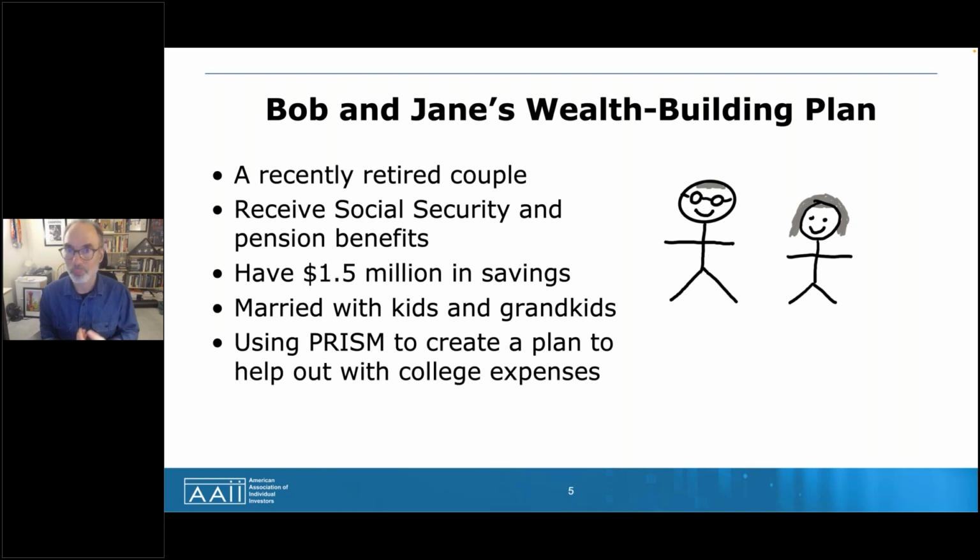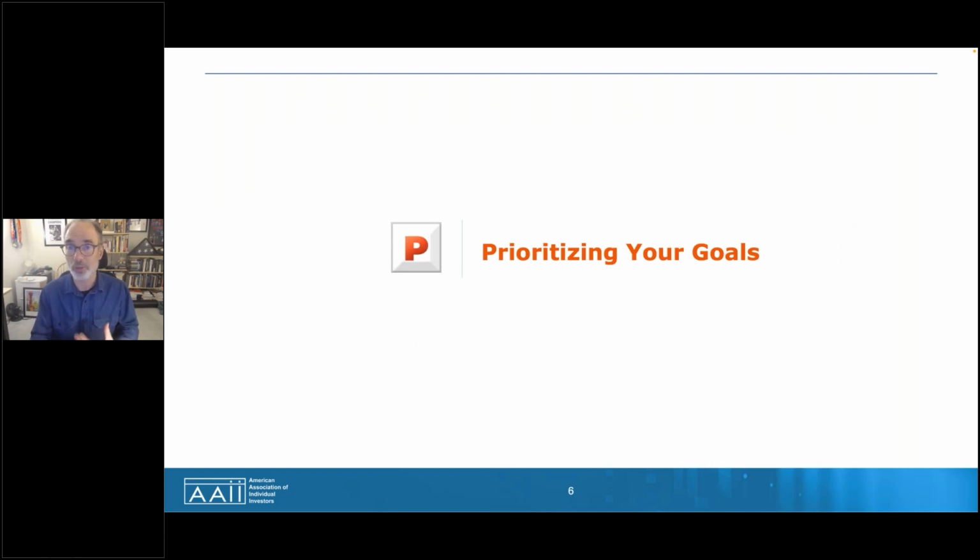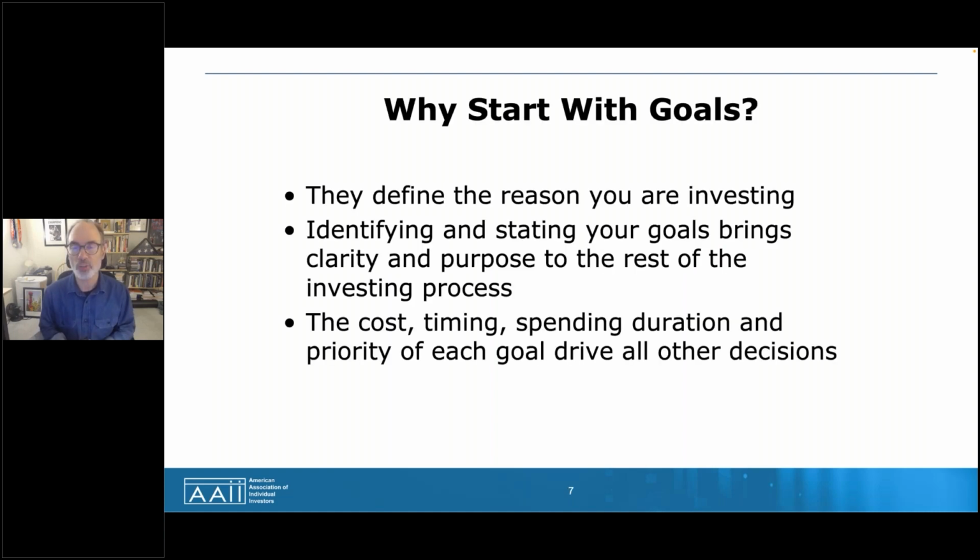And with parents and a mother-in-law who are either close to 90 or 90, I understand how that makes tough trade-offs sometimes, but you do always want to make sure you're financially secure, because that's the best way you can help the ones you care about the most. Now, again, with PRISM, we start off with prioritizing your goals. And so why do we start with goals?